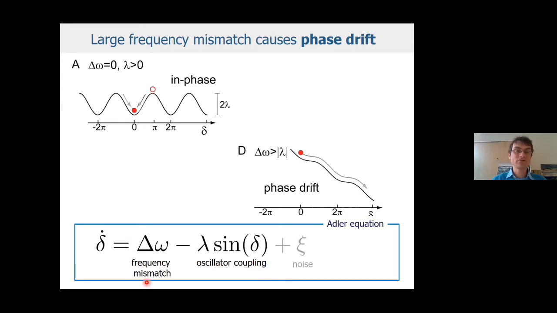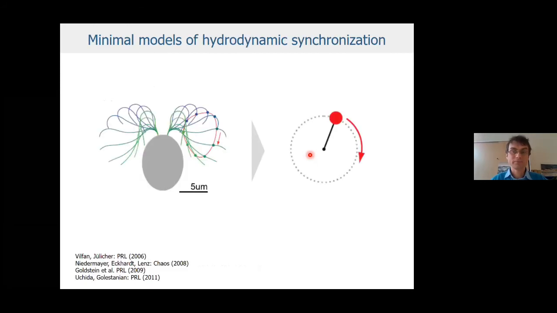Finally, if your frequency mismatch becomes too large, if it becomes larger than the synchronization strength, then there's no synchronization anymore. There's still some coupling, and the slower oscillator still tries to catch up with the faster oscillator, but it doesn't manage. And then the phase difference between the oscillators will actually increase forever.